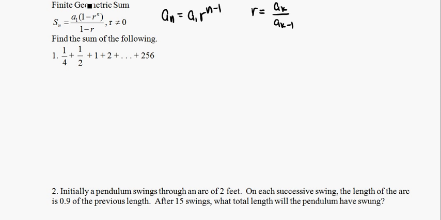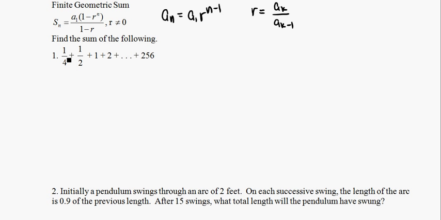Okay, so let's look at some finite geometric sums. Here's our formula that's already been proved for you. Here's the general term of a geometric sequence. I think I said arithmetic before. I'm looking at geometric. And here's our common ratio, the quotient of two consecutive terms. So in order to find this sum, we need to know the first term, the common ratio, and the number of terms we have. The first term is clearly a quarter.